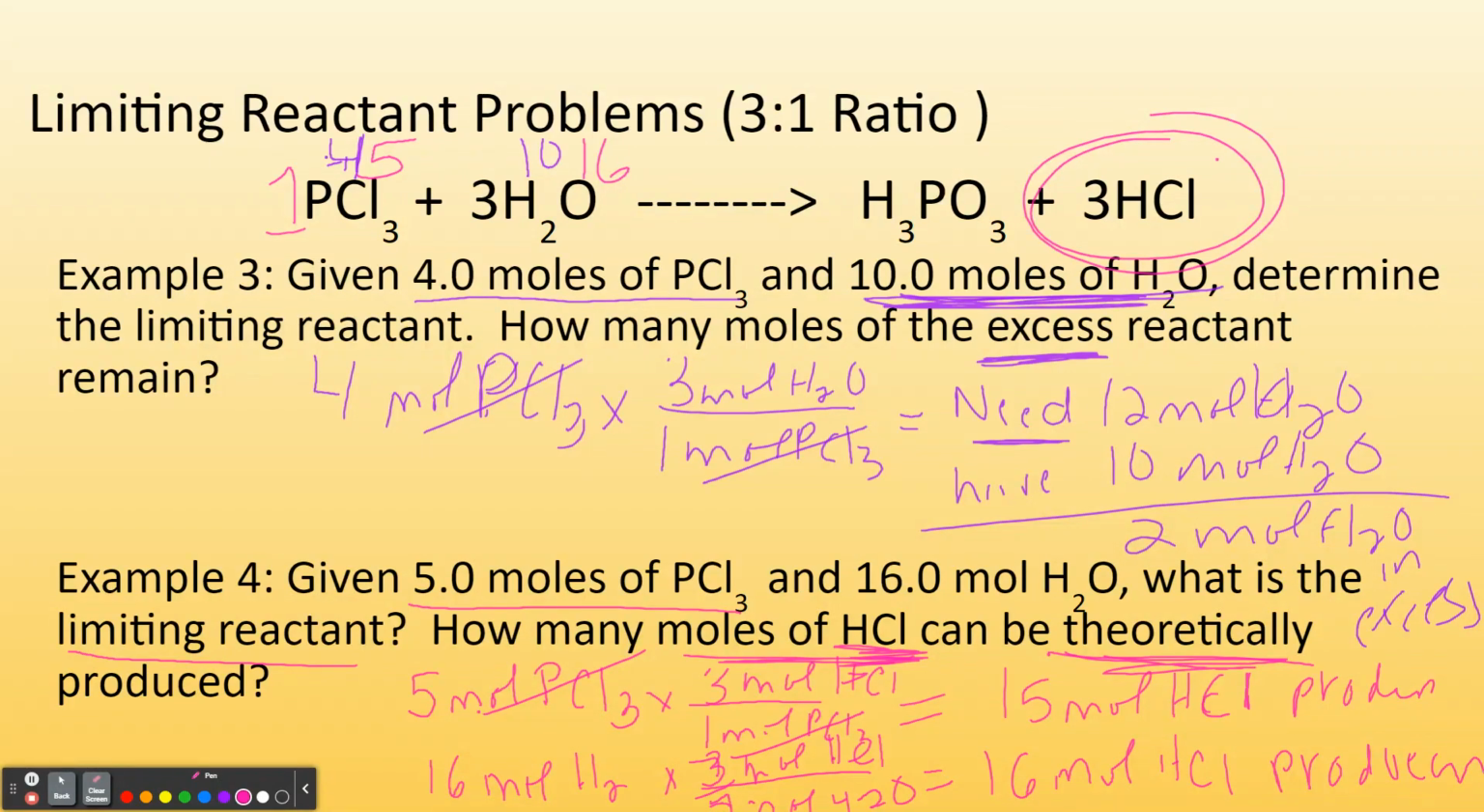The one that produces more is excess. So our H2O here is in excess. The one that stops our reaction is going to be our limiting. How many moles of hydrochloric acid can theoretically be produced? That would be 15 moles of hydrochloric acid.